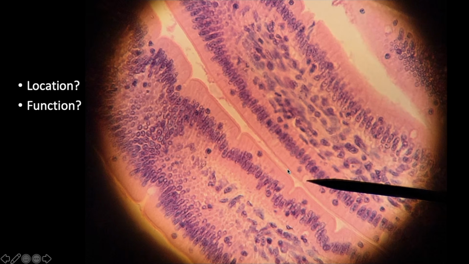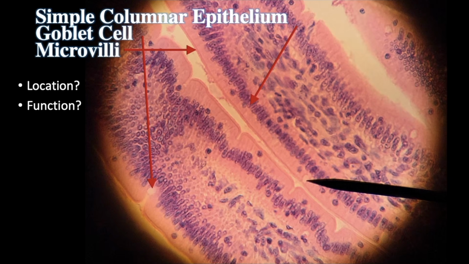This is one single layer of cells, but they're column-like. They're very long. This is simple columnar epithelium. It starts from here and goes all the way to here. You can also see them on this side. The nuclei are very organized. They are right next to each other, and that's how you can tell this is simple columnar epithelium.